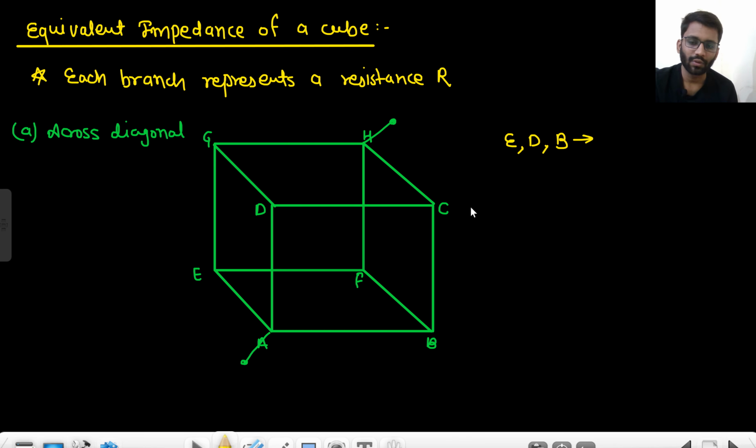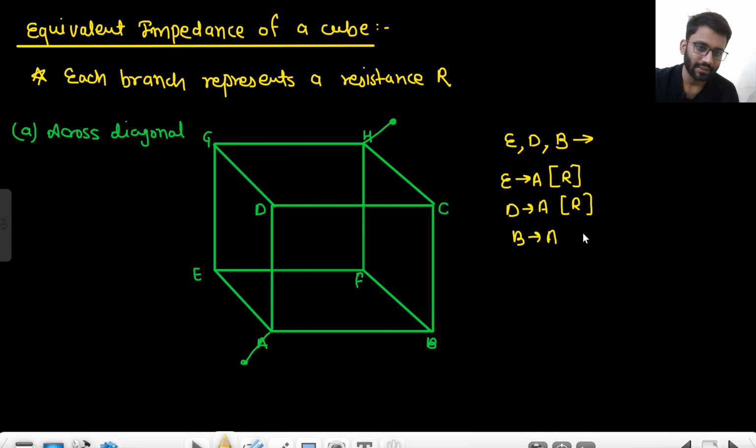First E will come to A, path is R. Then D will come to A, path is R. Then B will come to A, path is R. So this condition is satisfied. This is one box. Now the other box: E will have to go to H, because we are finding the resistance between A and H. So E will go to H, R plus R.